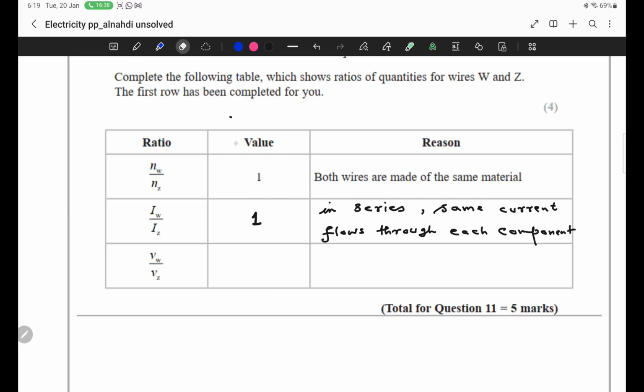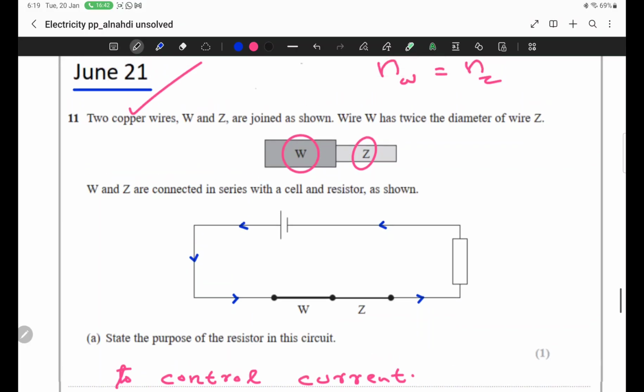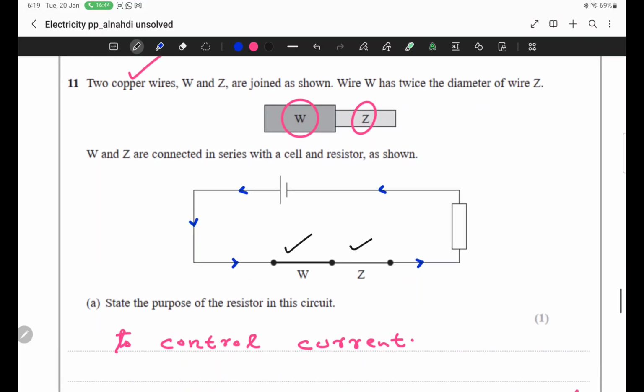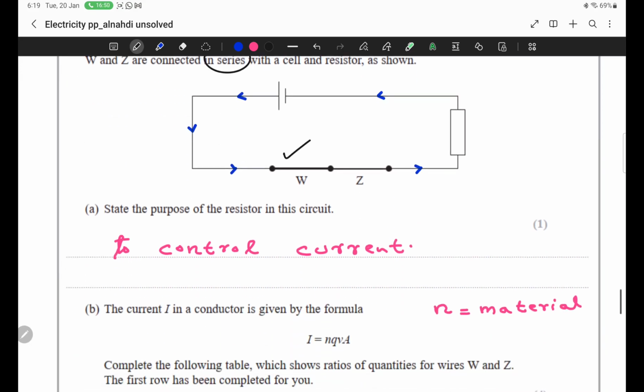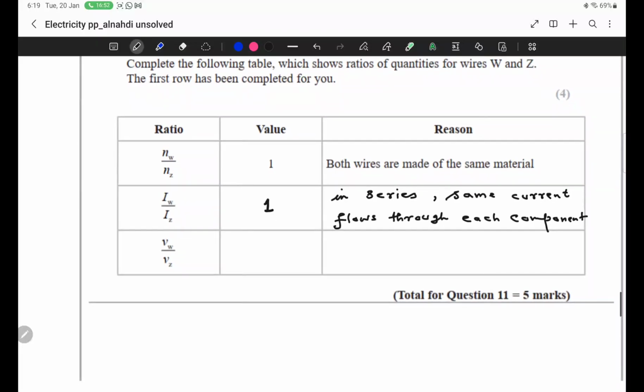Okay, okay. But I think now you have understood. Okay, there are two wires, the wire W and wire Z, and they are connected in series. And if they are connected in series, beta, then obviously current will be same everywhere. And if the current is same everywhere, then obviously their ratio will be equal to 1. Okay, beta, this question is done.